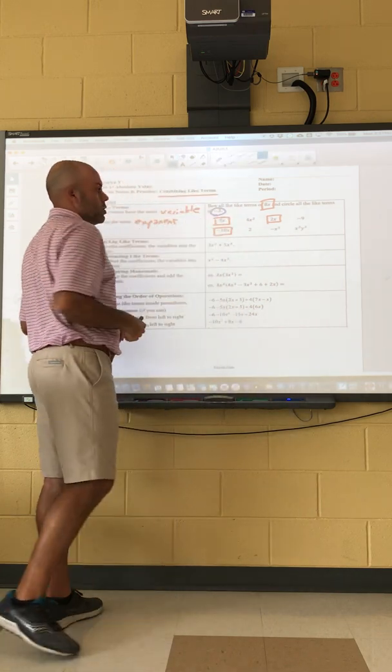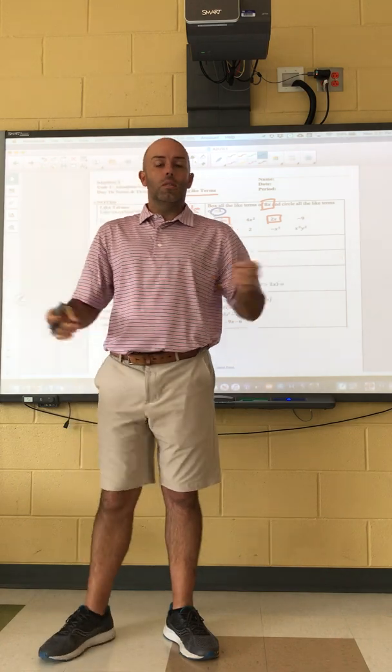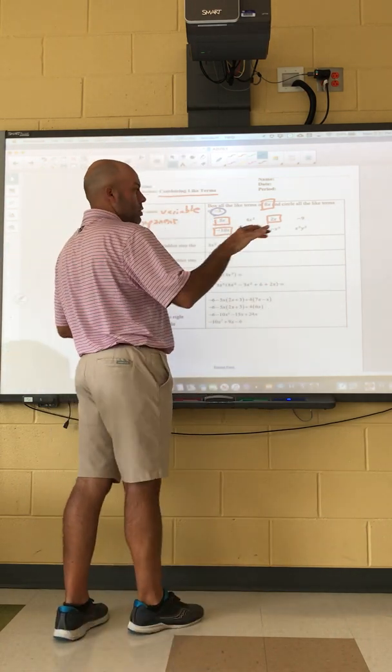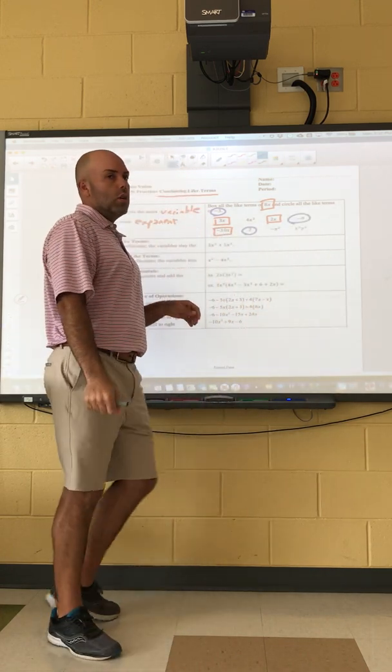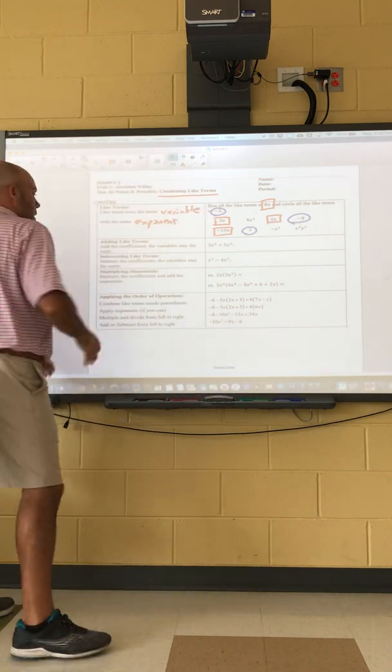Now let's switch gears to the negative 3. Negative 3 is a constant. It has no variable. So to have a like term, we need other constants. What else is just a constant, with no variable? Well, the 2 is, and the negative 9 is. So those are our 2 like terms for the constant.